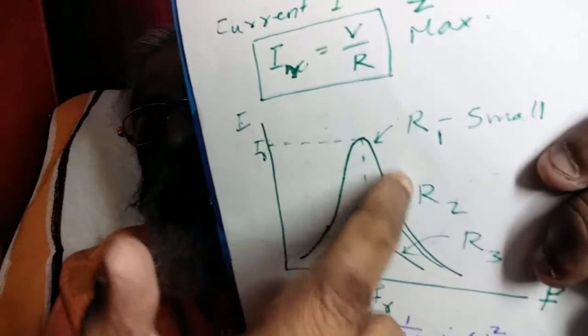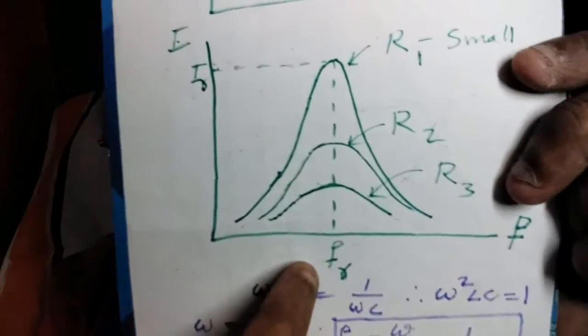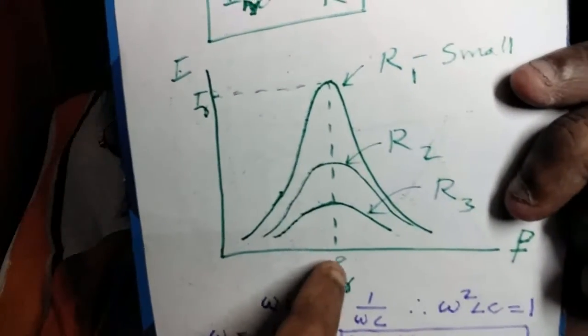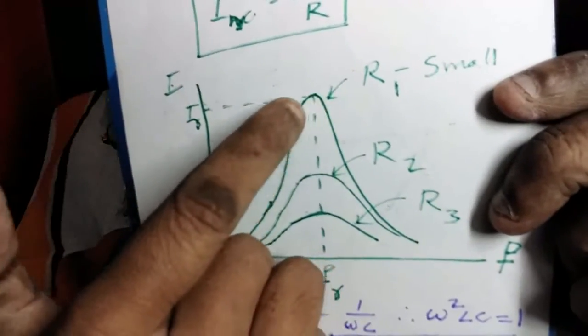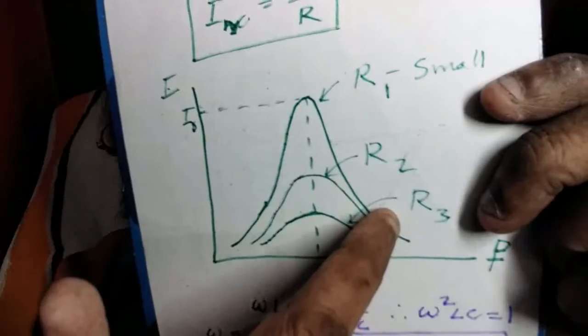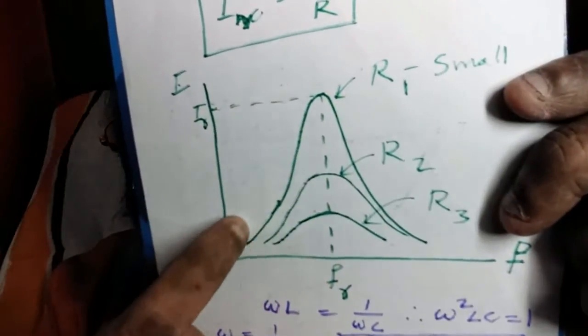That is why the graph falls off at the low frequency side and the high frequency side. But at the particular frequency FR, the current is maximum, that is, at resonance. So this is the reason why the graph takes this shape.